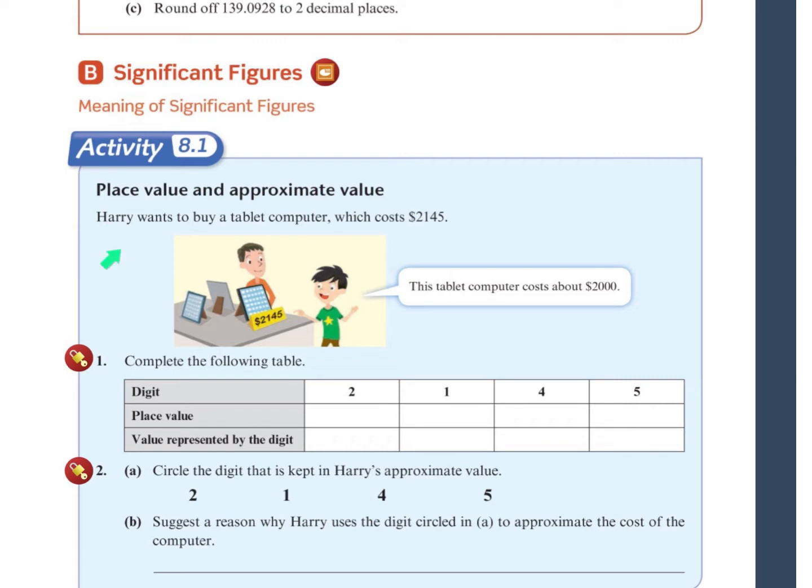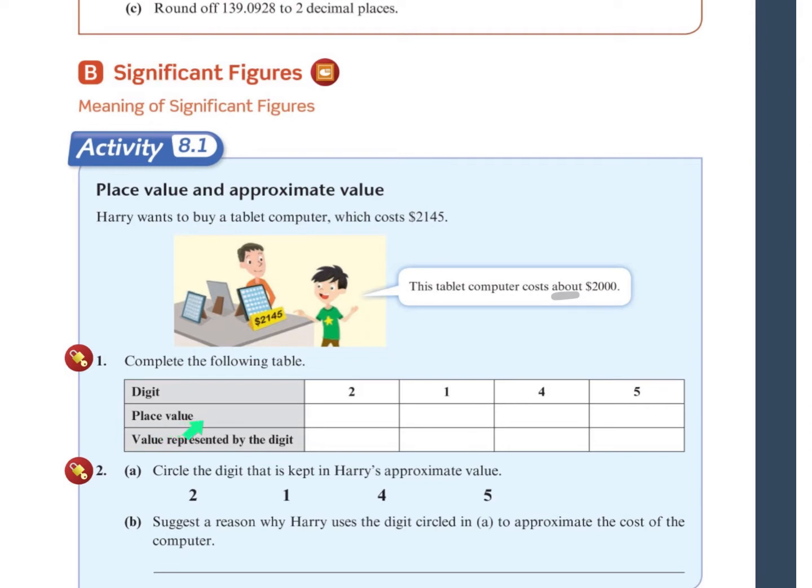In this scenario, Henry wants to buy a tablet computer which costs $2,145. Henry said this tablet computer costs about $2,000. First of all, it is an approximate value, because actually it is 2,145.